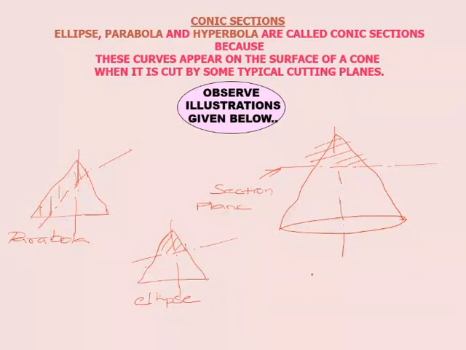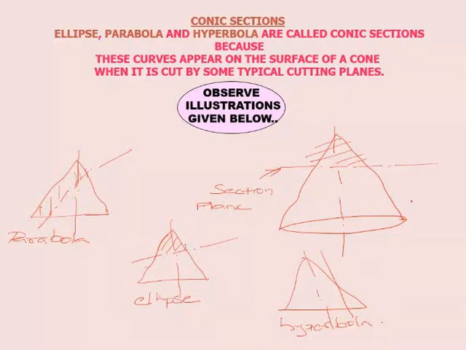To get the hyperbola, I have a cone again. If I cut parallel to the axis and remove this part, I will get a regular hyperbola. Okay, so these are the different types.